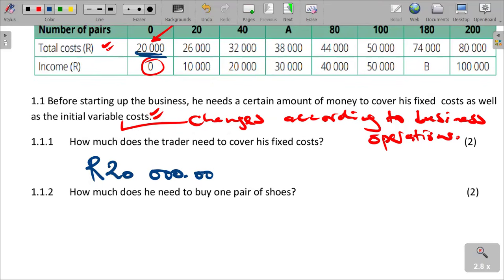So what we need to understand is that one pair of shoes is equal to something, and that is what we need to calculate. We need to see how much is needed to buy one pair of shoes.